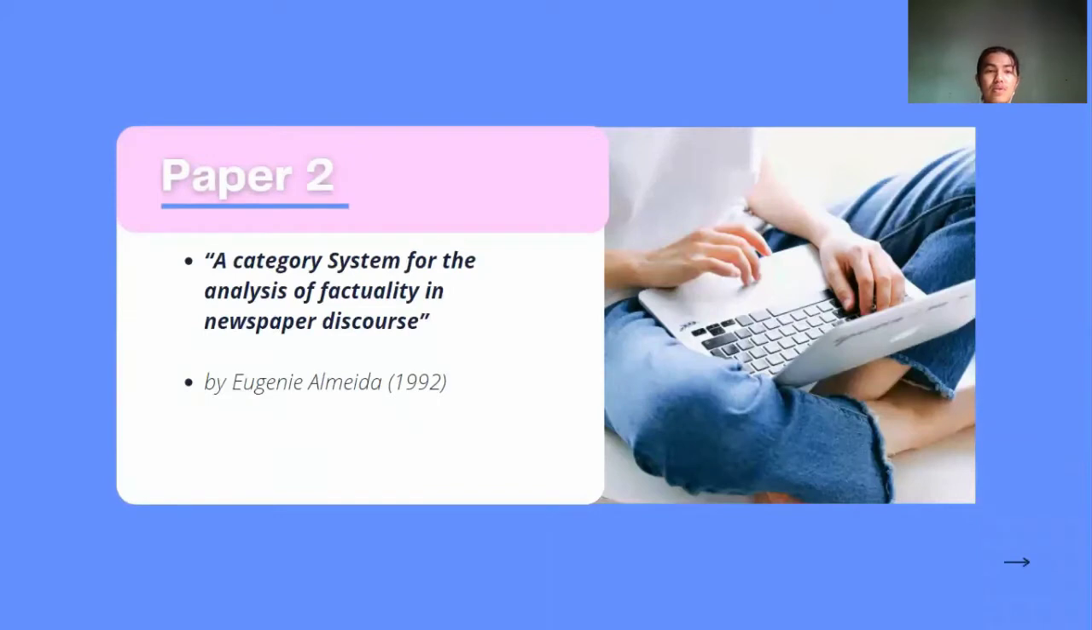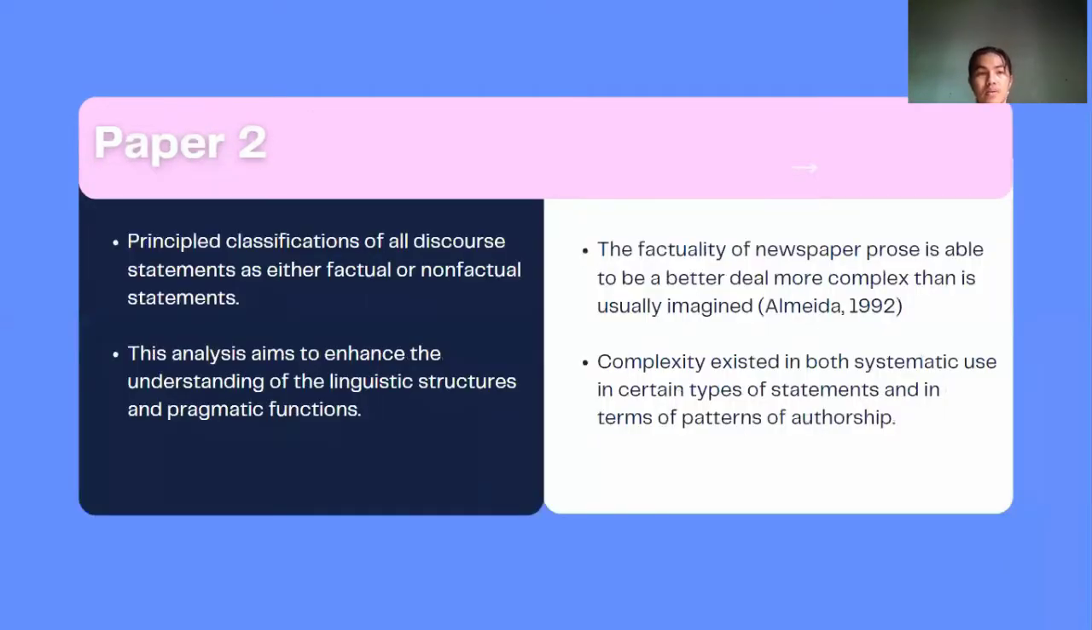For the next paper, we use a category system for the analysis of factuality in newspaper discourse, written by Eugenie Almeida in 1992. This paper introduced and used a principal classification of all discourse statements as either factual or non-factual statements. This analysis aims to enhance the understanding of the linguistic structures and pragmatic functions. Almeida mentioned that the factuality of newspaper prose is a better deal more complex than is usually imagined, mainly because complexity existed both in the systematic use in certain types of statements in newspapers and in terms of patterns of authorship.